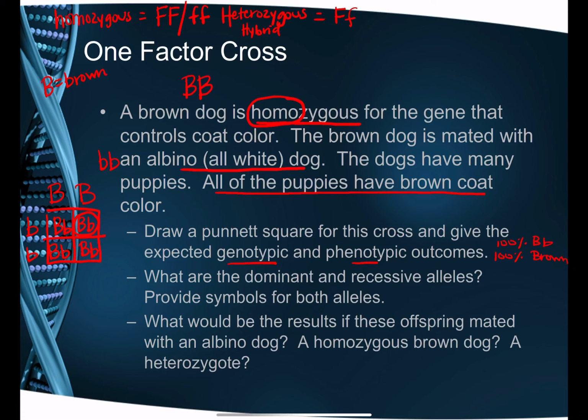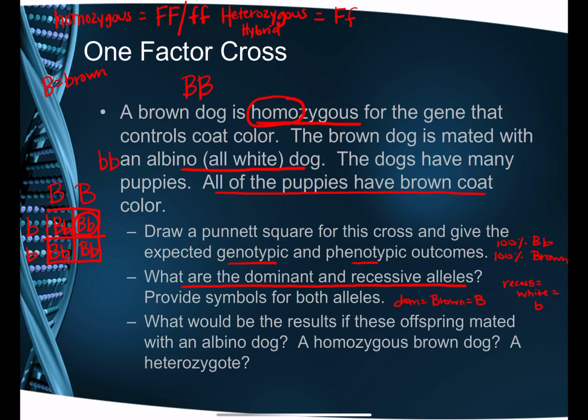Now, it says here, what are the dominant and the recessive alleles? So the dominant equals brown equals big B. The recessive equals white equals little b. That is the dominant and the recessive alleles.